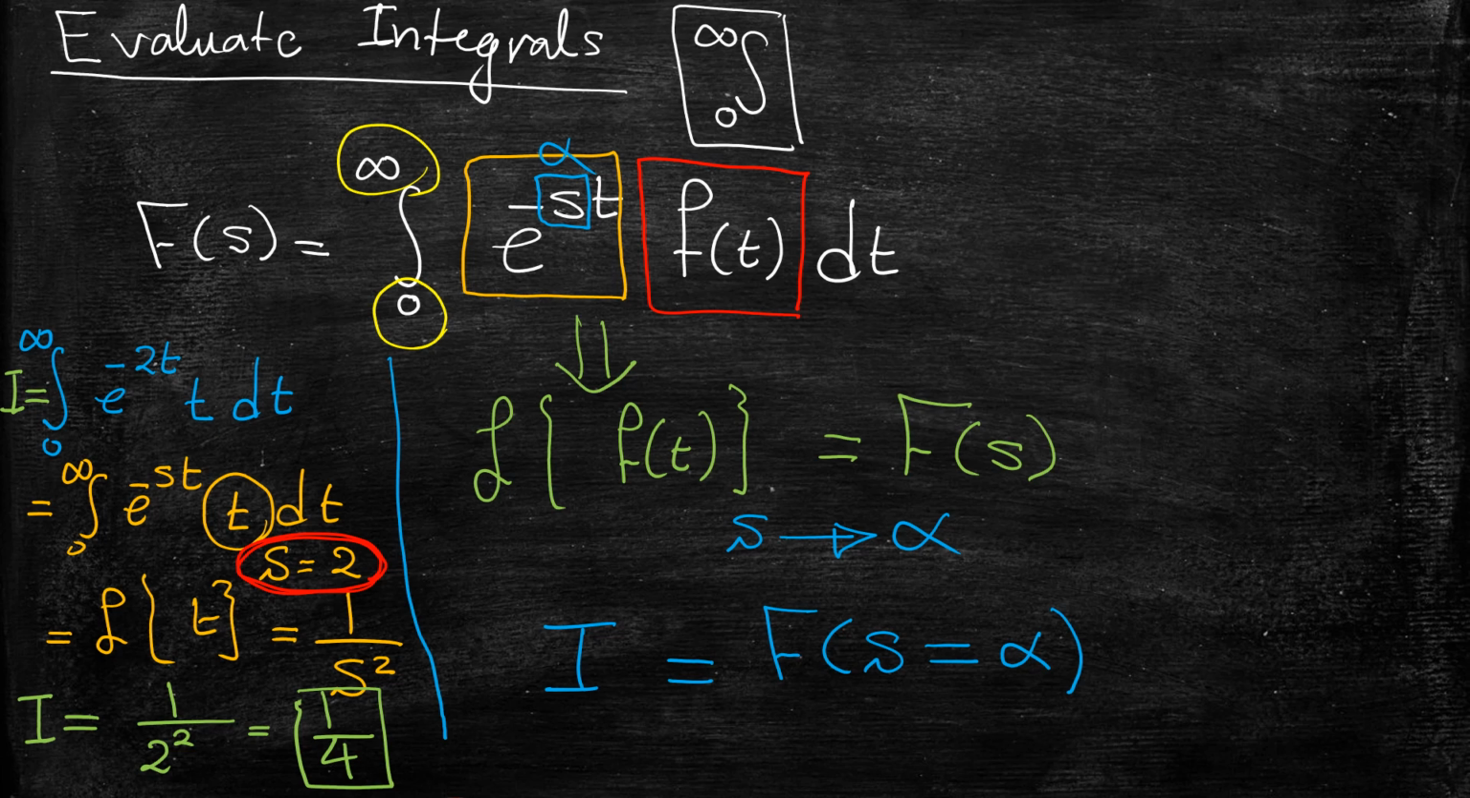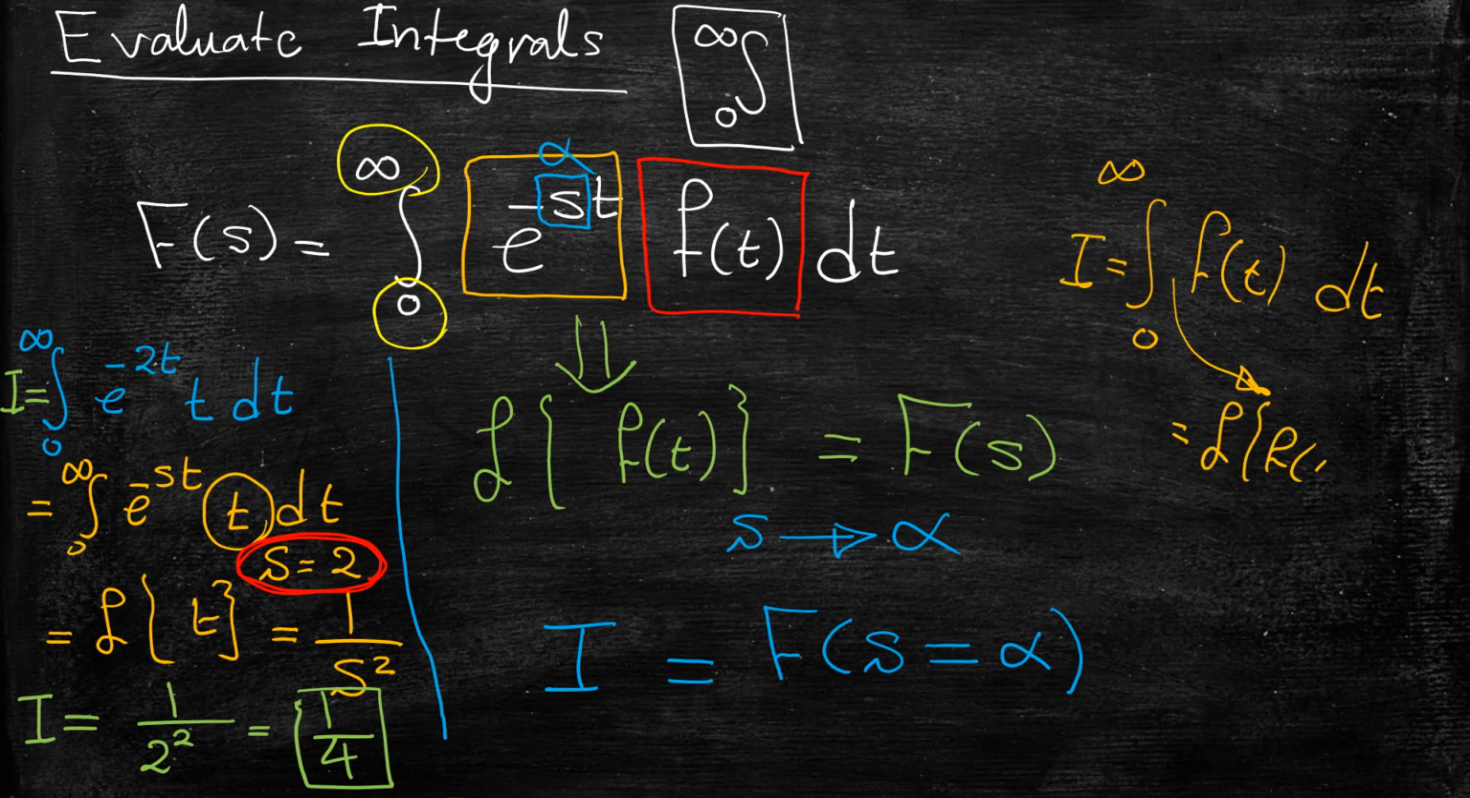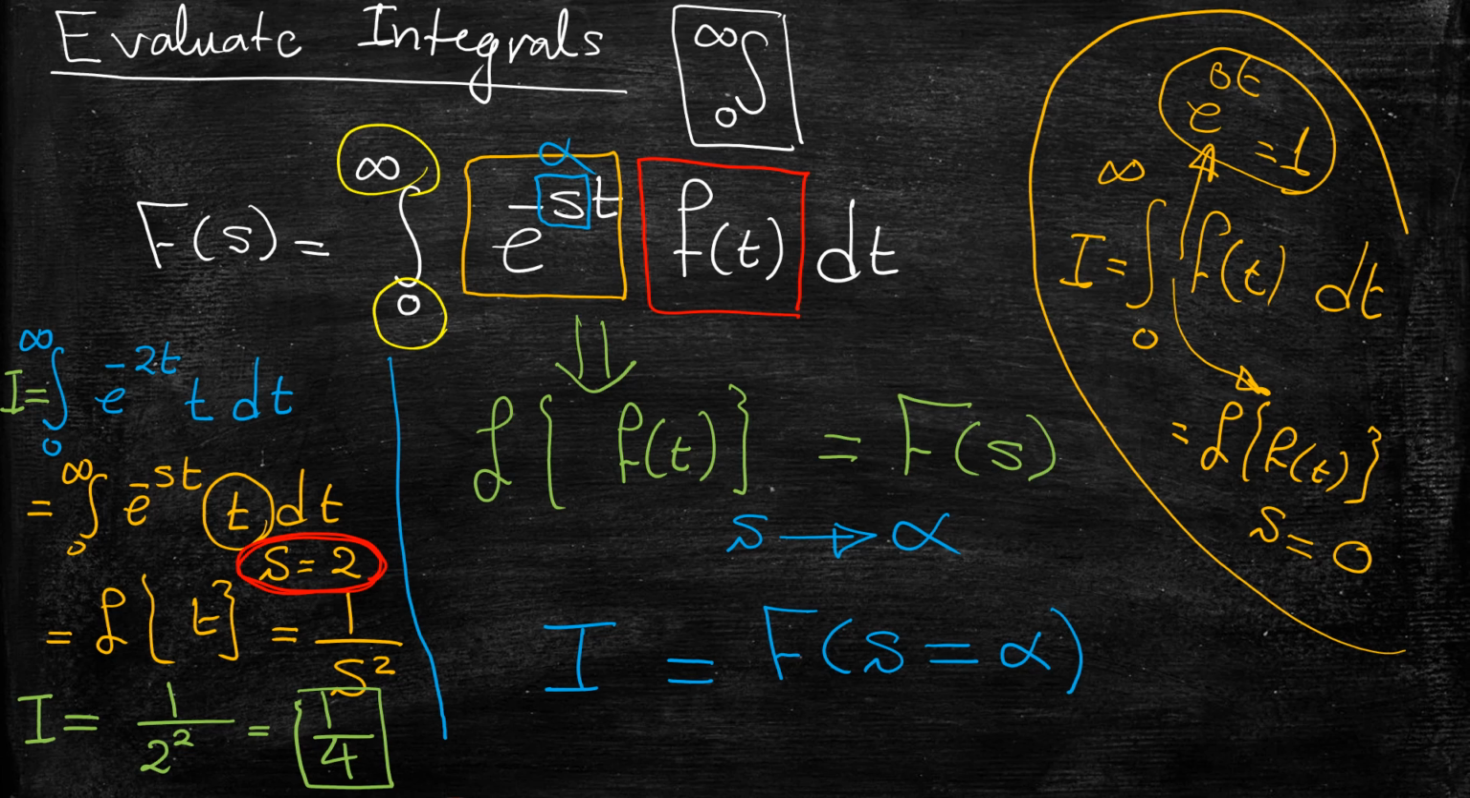One quick question: what happens if we don't have this exponential? Like if we have just f of t dt, does it mean it's still a Laplace transform? Yes, it's still a Laplace transform, but in this integration it's the Laplace of f of t with s equal to 0, where e power 0t is equal to 1. So it's a special case, this case right here.